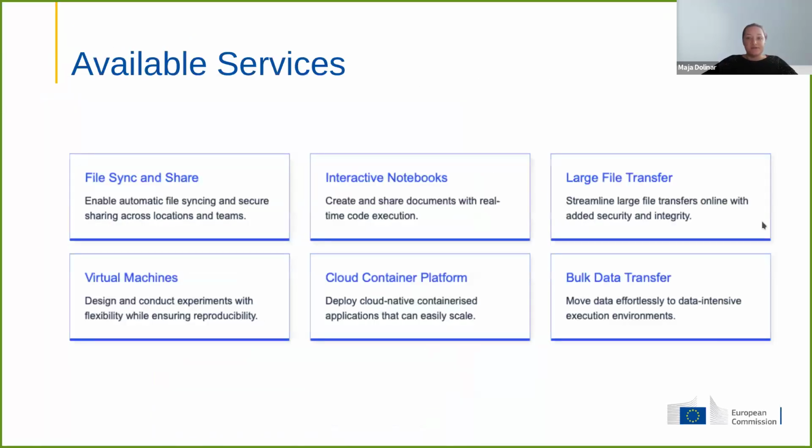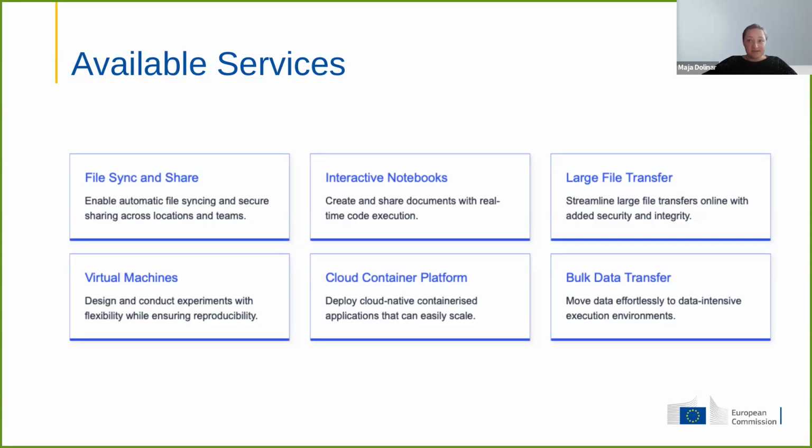So, the available resources. EOSQ Node currently offers 6 services to streamline research workflows. We have the File Sync and Share service, which is there to seamlessly share files across locations and teams, and it builds on collaboration. Then we have interactive notebooks, which is there to create and share documents with real-time code execution. We have a large file transfer service, basically to securely transfer large files.